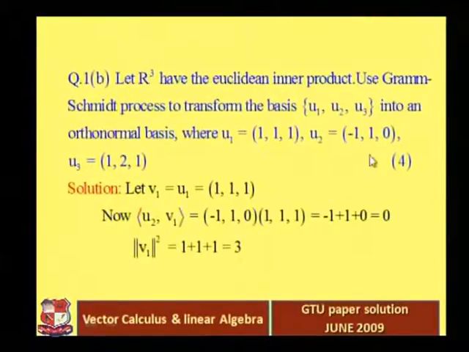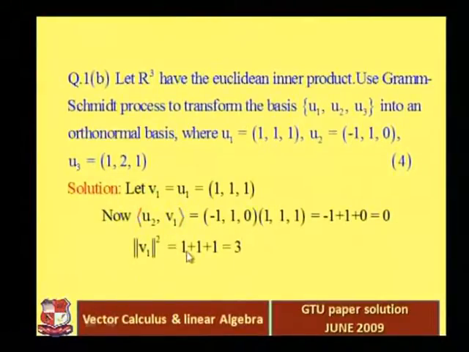Now what is U2? This is (-1, 1, 0). V1 means (1, 1, 1). We have to use the Euclidean inner product, so we just use the dot product. So -1 into 1, minus 1, plus 1 into 1, 1, plus 0 into 1, that is 0. So you will get 0.